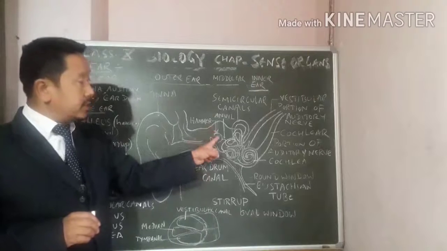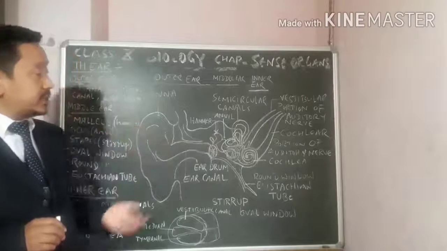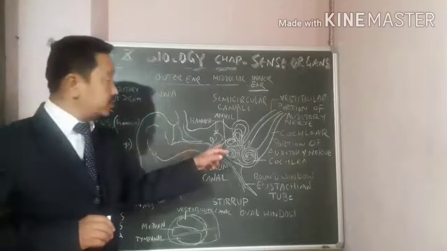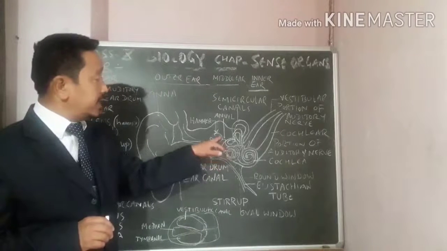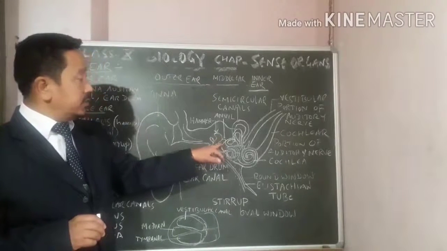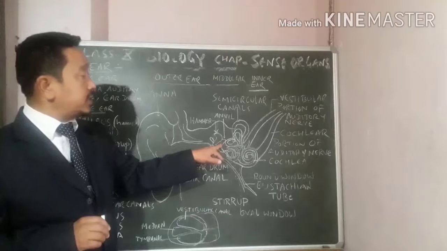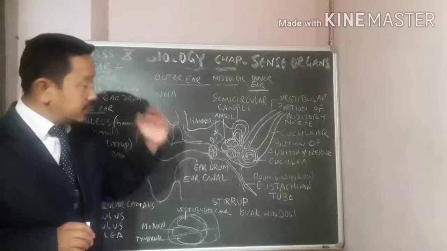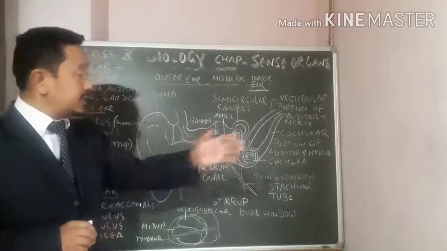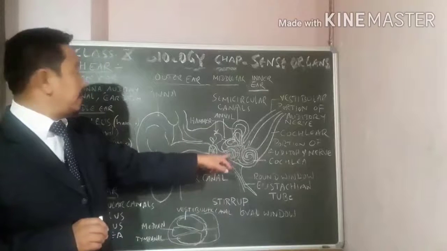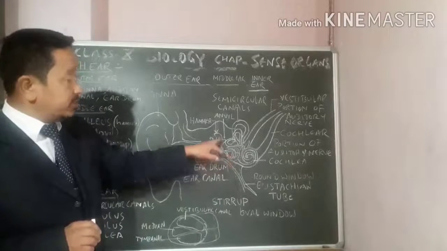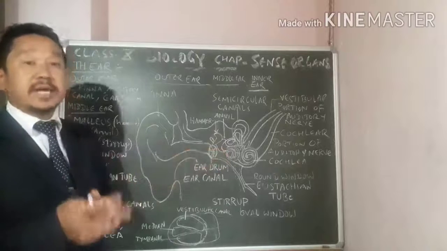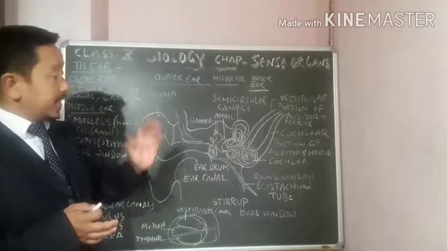The other end of this hammer is connected or joined with the anvil here. The other end, this end actually, is connected with the anvil. And in turn, this anvil is connected with your stirrup here. So this way, these three bones are connected.